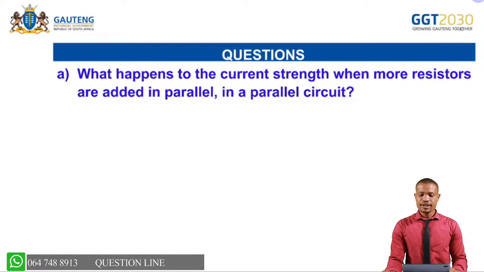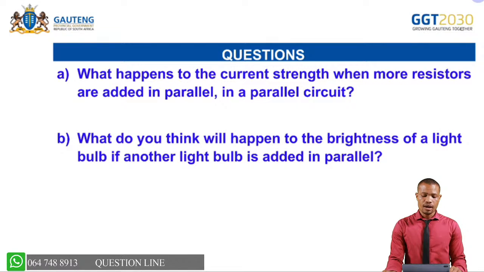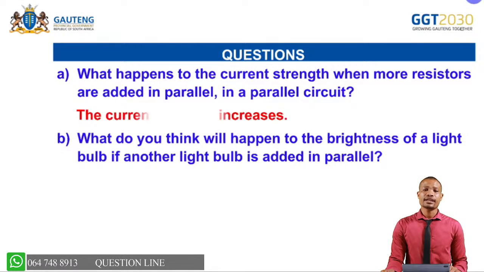A. What happens to the current strength when more resistors are added in parallel in a parallel circuit? B. What do you think will happen to the brightness of a light bulb if another light bulb is added in parallel? Okay. The answer to the first question: the current strength will increase. Why? Because the resistance is decreasing. When we add more resistors in parallel, we are decreasing the overall resistance.